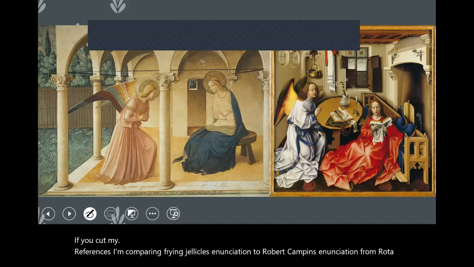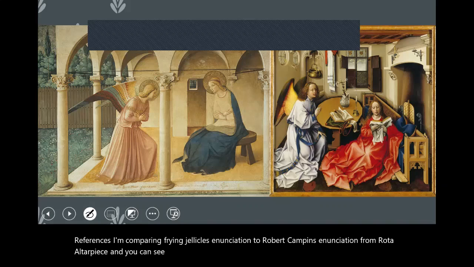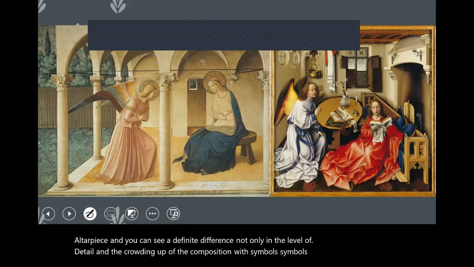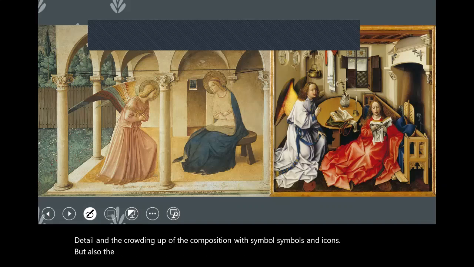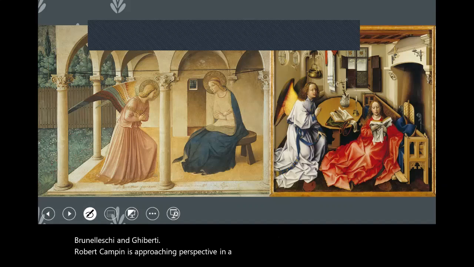And you can see a definite difference, not only in the level of detail and the crowding up of the composition with symbols and icons, but also the difference in perspective, where Fra Angelico is definitely paying attention to Brunelleschi and Ghiberti. Robert Campin is approaching perspective in a bit more of a secondary way. It's not primary for him.